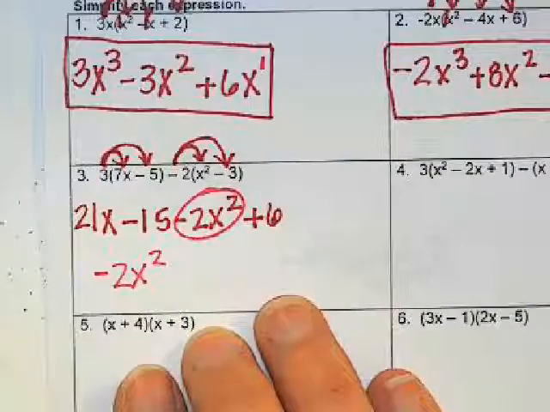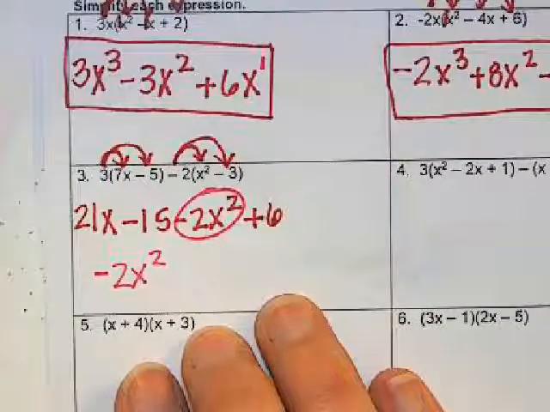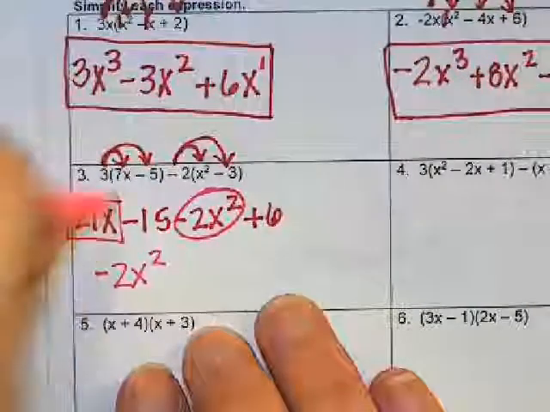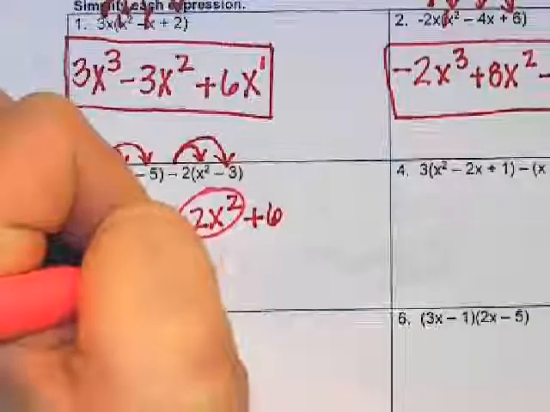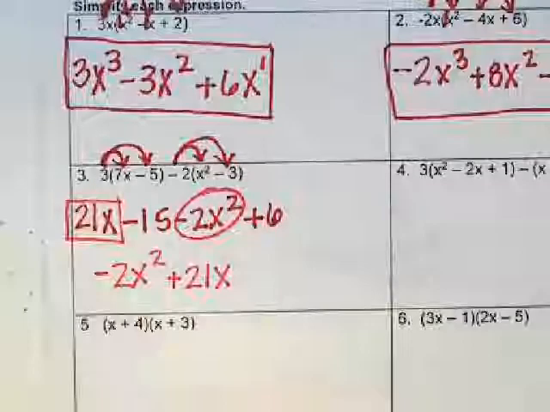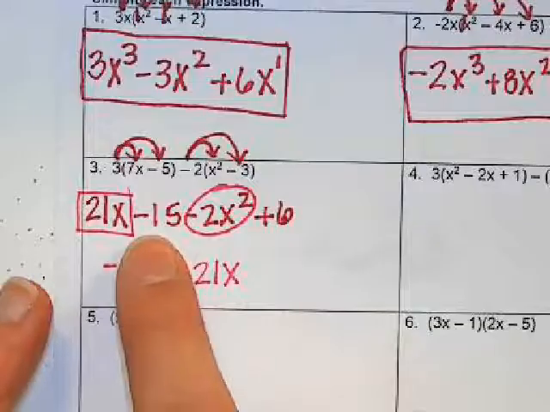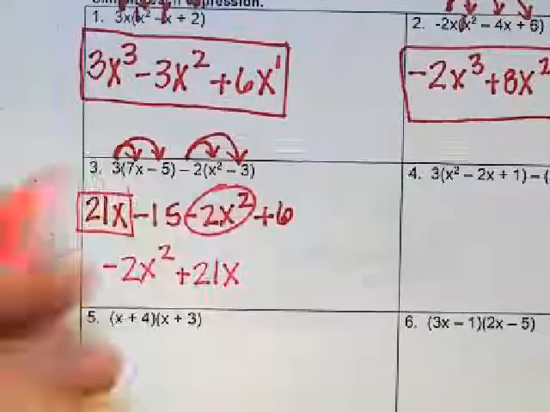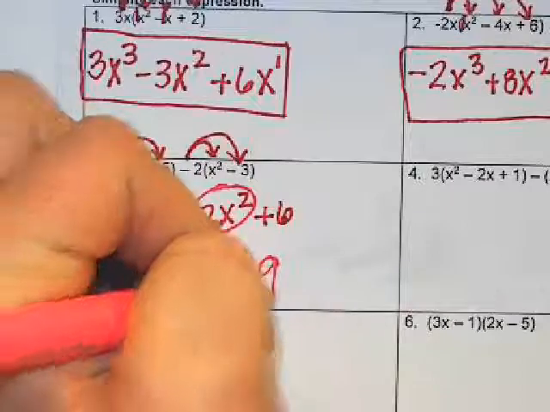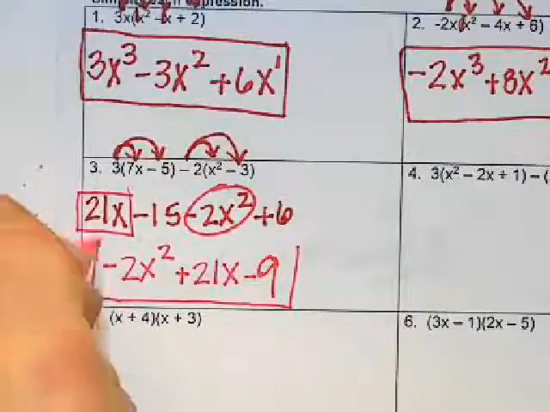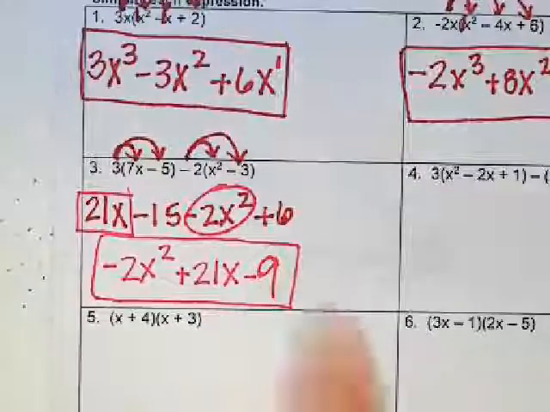Then I go to what? The regular x's, which is 21x. Does it have a like term? No. So it gets brought down and it's a positive 21x. Then I move to the regular numbers, which is negative 15 plus 6, and that gives me negative 9. Ooh, and that's my answer. And it's in order. 2, 1, and then a regular number. 0.